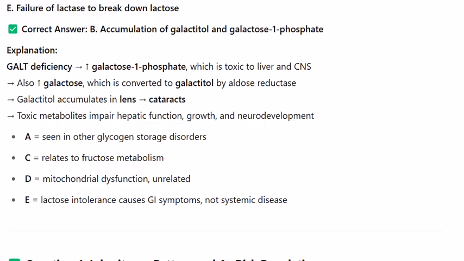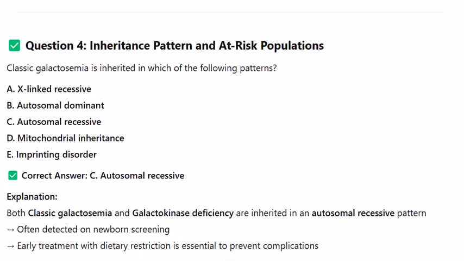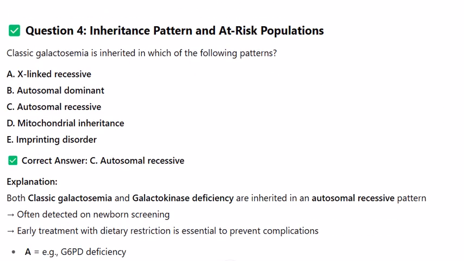Question 4, inheritance pattern and at-risk populations. Classic galactosemia is inherited in which of the following patterns? A. X-linked recessive. B. Autosomal dominant. C. Autosomal recessive. D. Mitochondrial inheritance. E. Imprinting disorder. Correct answer C.